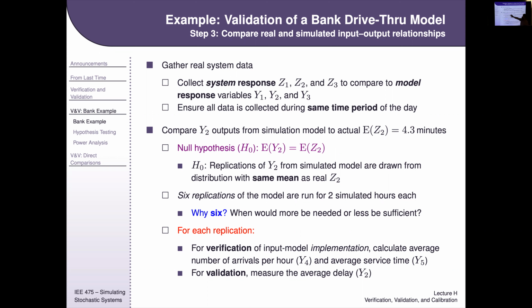I'm going to take replications from my simulation and use a statistical test to test this null. I do 6 reps for my simulation. Why 6? Well, this is where that power analysis would come into play if we did this rigorously. If there's a lot of variation, we might need more than that. If there's not that much variation, 6 might be enough. For each replication, I might do a verification step, making sure that my inputs are doing the things I expected. But then for validation, I measure the average delay.